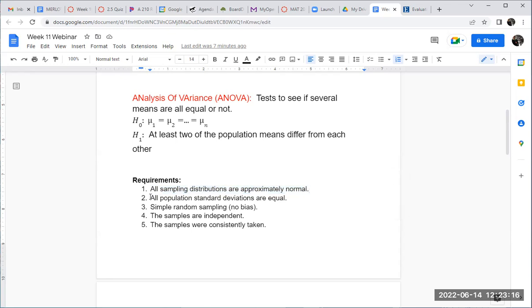All right, here's another one. And this is something we've never done before. But we have to have all the population standard deviations being equal, or at least approximately equal. And I will let you know, we have not learned how to know that's true or not.